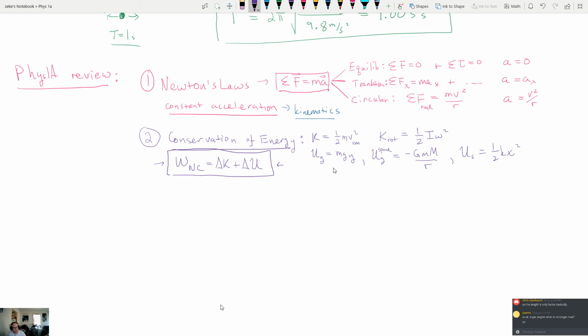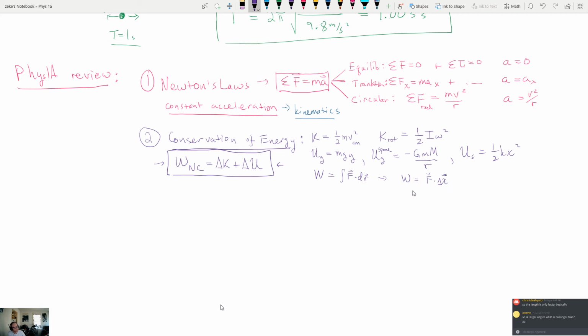Now, in order to use the equation, sometimes you need to be able to calculate how work is done. So another piece of this that you need to know is that work done is equal to the integral of a force dot product with displacement. You usually don't need to do something so complicated in this class. If you have a constant force, then usually you just say work is equal to force times displacement, right? Dot product between force and displacement.